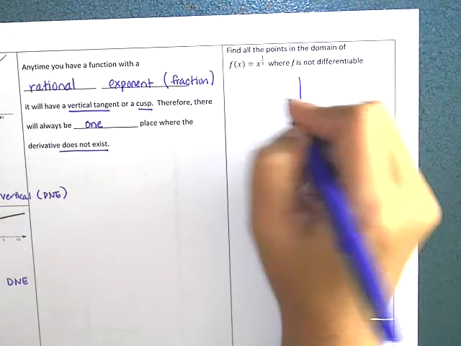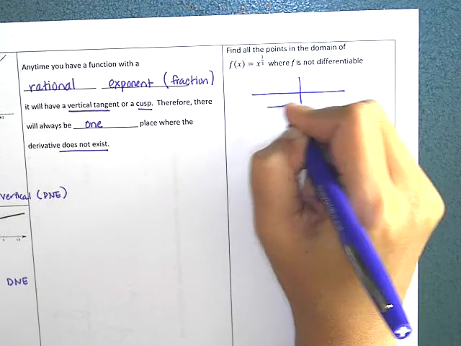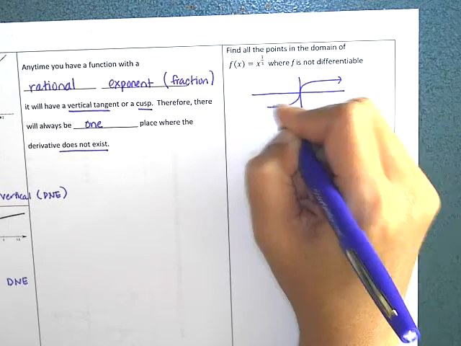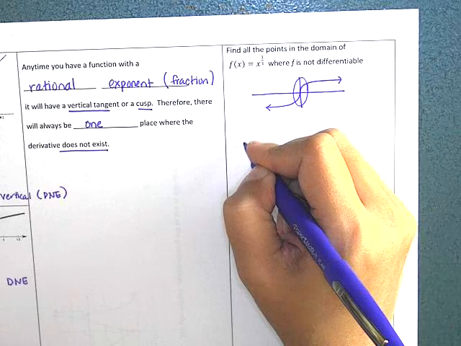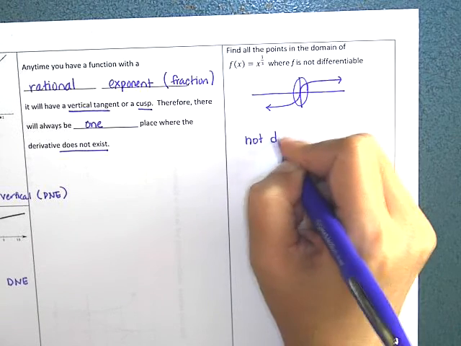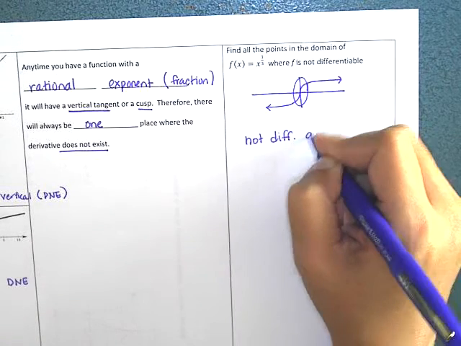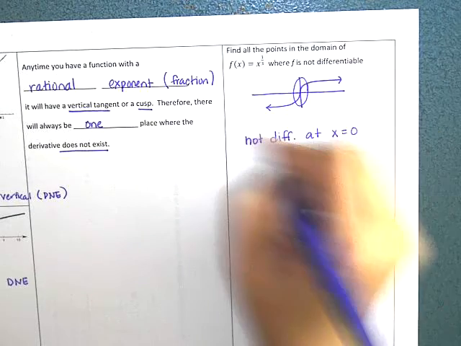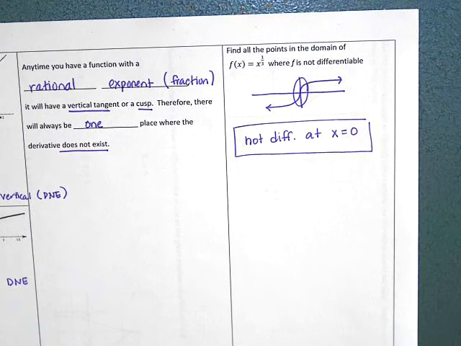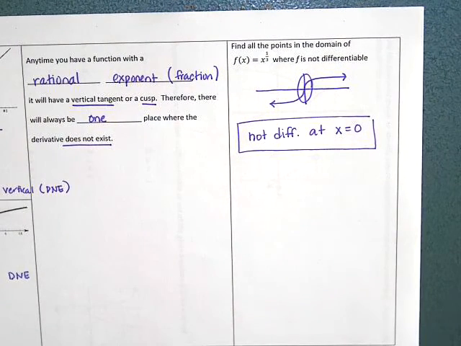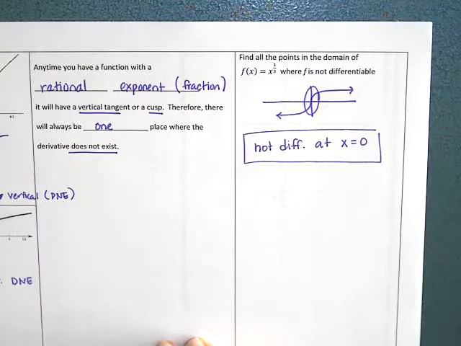If I picture the graph of x to the 1/3 power, it looks like this. This vertical tangent right here occurs at x equals 0. So I would say that I am not differentiable at x equals 0. This is another reason why knowing what these graphs look like is so important, and knowing your basic parent functions is so important. So let's take a look at some examples.